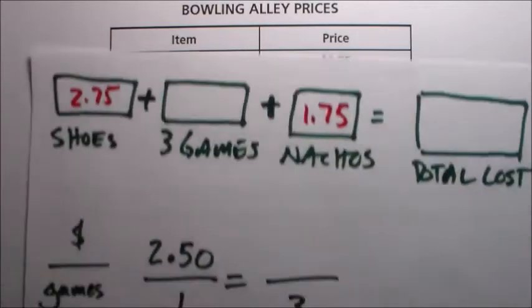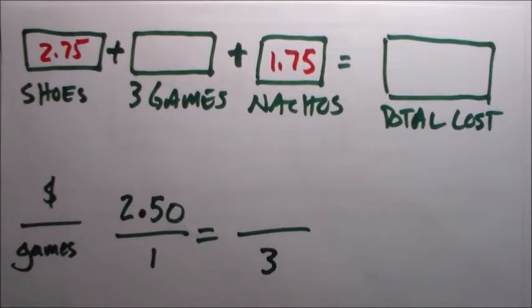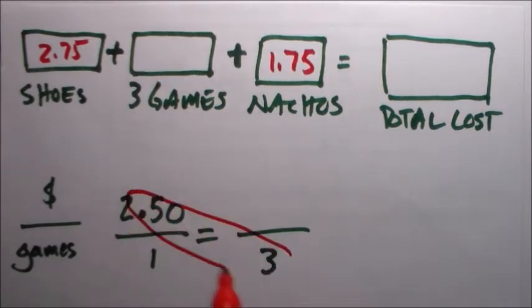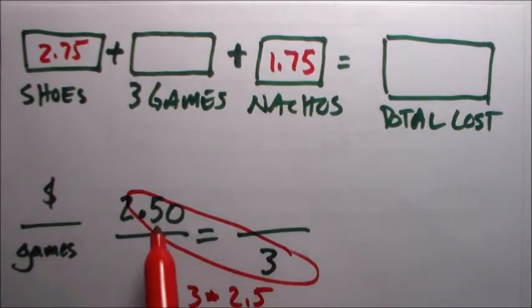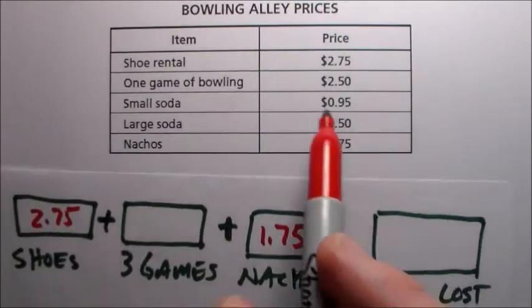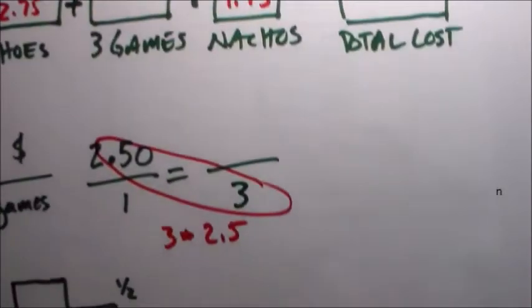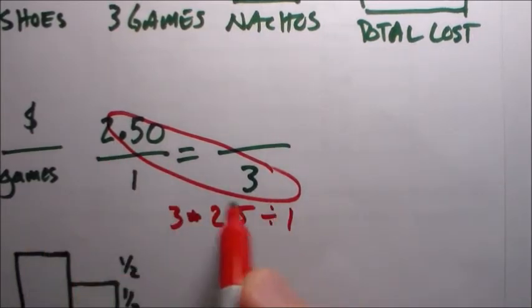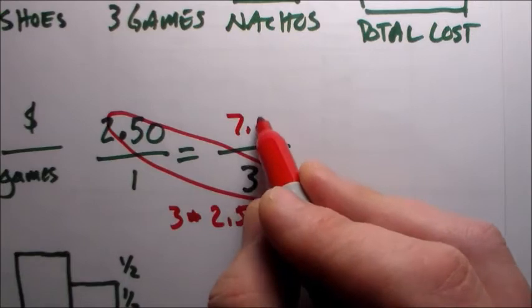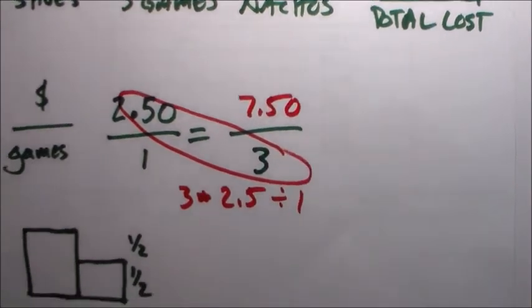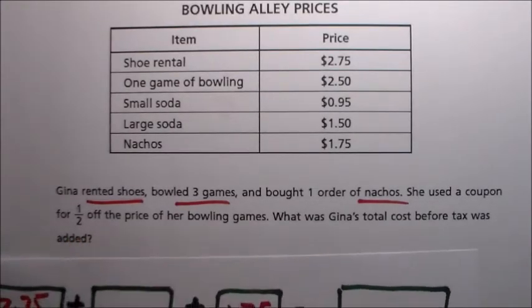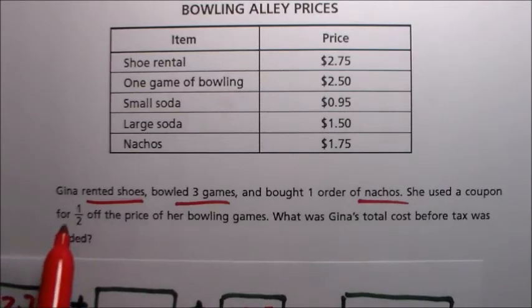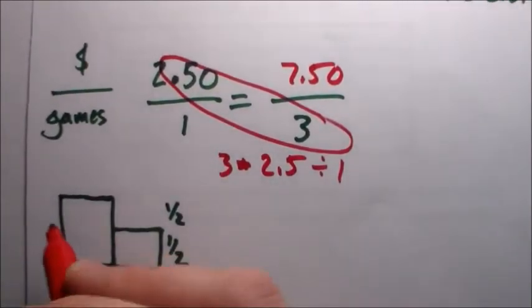Okay, so what about the games? We know that one game costs $2.50, and she bowled 3 games. So let's just do a little cross multiplication. 3 times $2.50. Did I say $1.50 before? Each game costs $2.50, right? Because that's in our chart. And we bowled 3 games, so $2.50 times 3 divided by 1 gets you $7.50. But then it goes with the half off coupon, right? Oh my goodness. Never can be simple. We have a half off coupon. So we have $7.50 here.